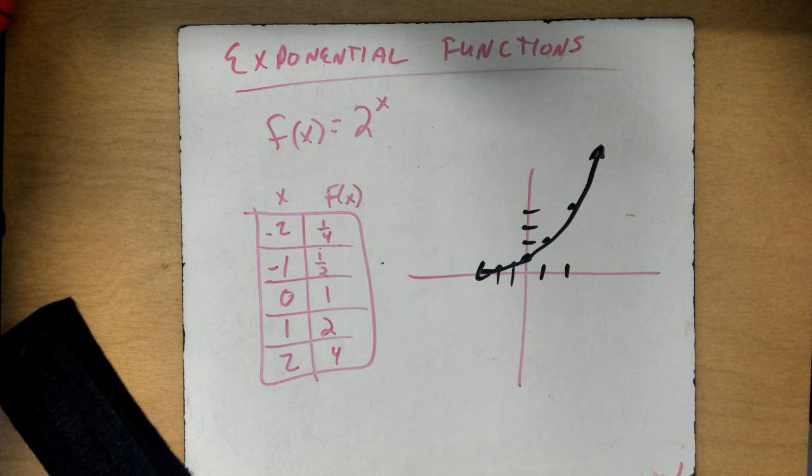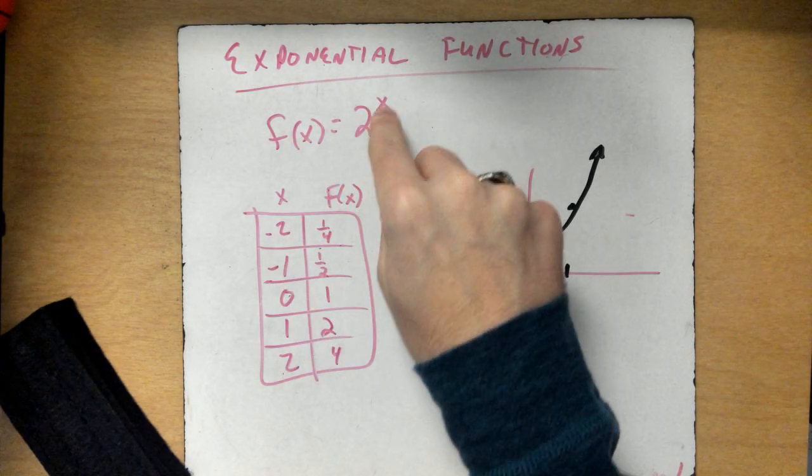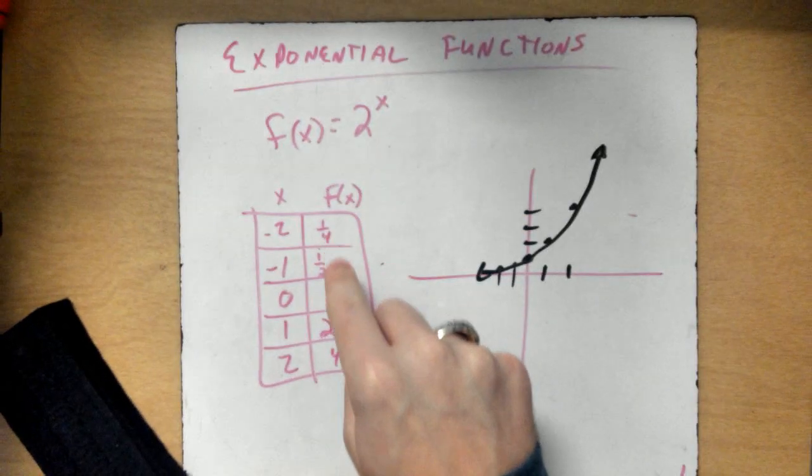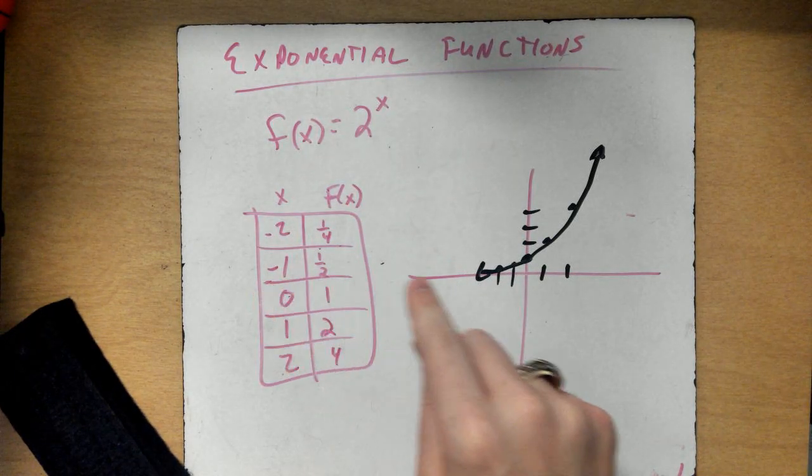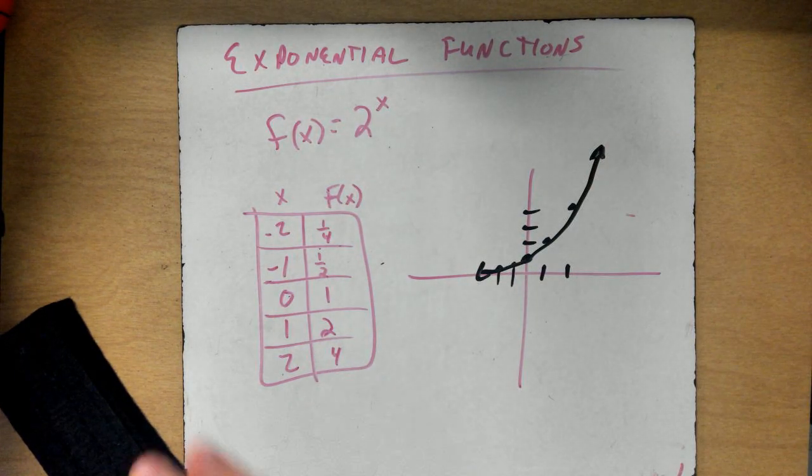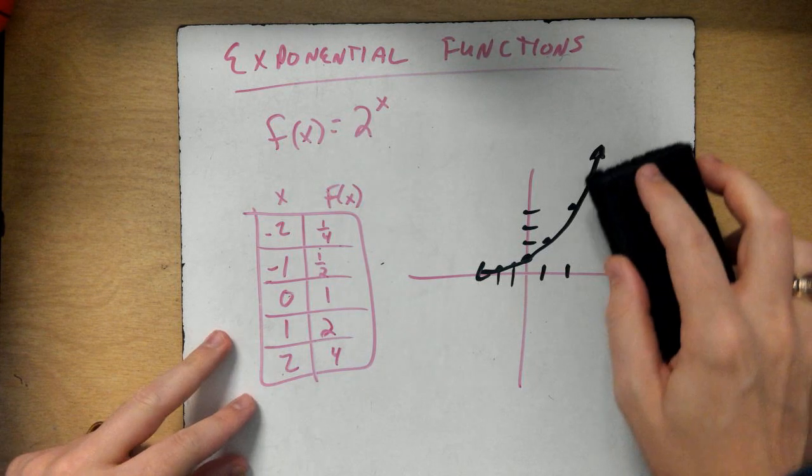So that's how you do it. Take your x, plug it into the function it gives you to get your y's, and then plot it on the points. X and y, plot it on the points. Let's do another one.